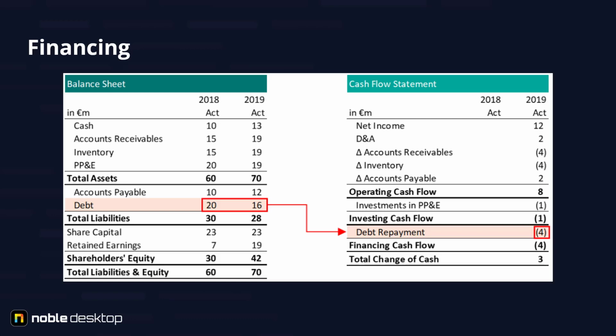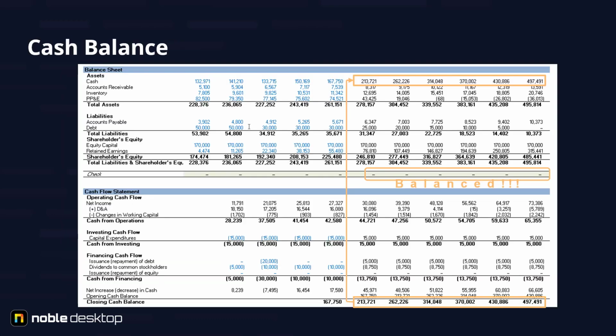In this section, it's often necessary to model a debt schedule to build in the necessary detail that's required. And cash balance. This is the final step in linking the three financial statements. Once all of the above items are linked up properly, the sum of cash from operations, cash from investing, and cash from financing are added to the prior period closing cash balance, and the result becomes the current period closing cash balance on the balance sheet.